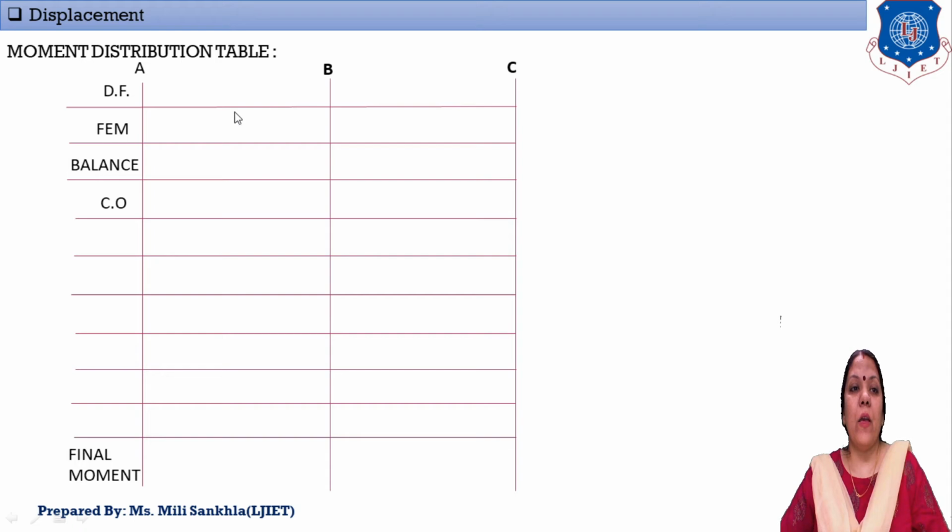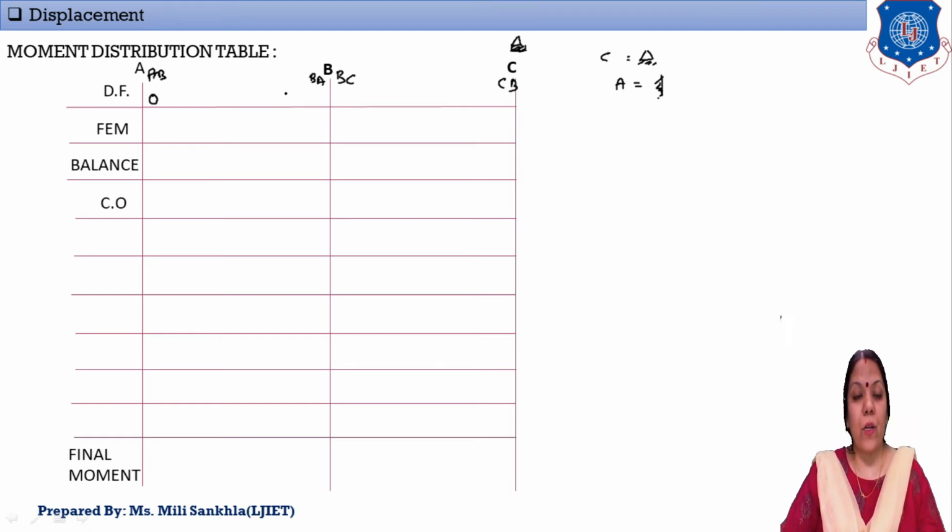This is our moment distribution table, and in it, first of all we mention our members. At point A the member is AB, at point B our members are BA and BC, and at point C our member is CB. Remember that at point C the given support is a hinge support, and at point A the given support is a fixed support. Now one by one we mention the distribution factors. At AB, which is fixed, it is 0.